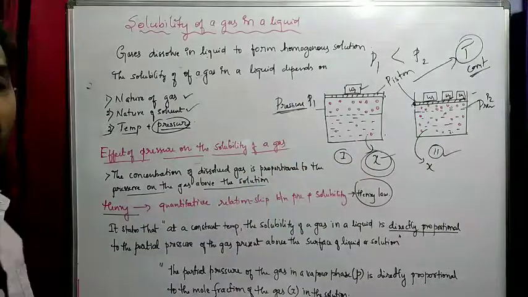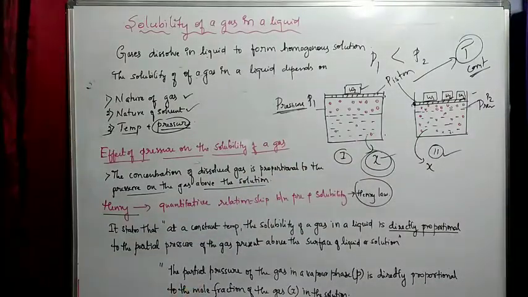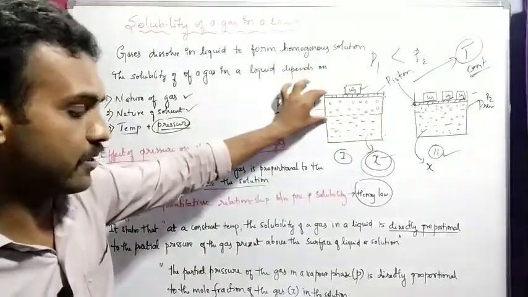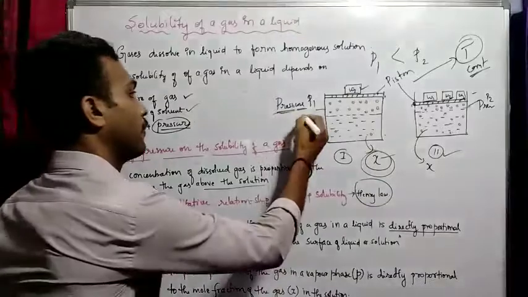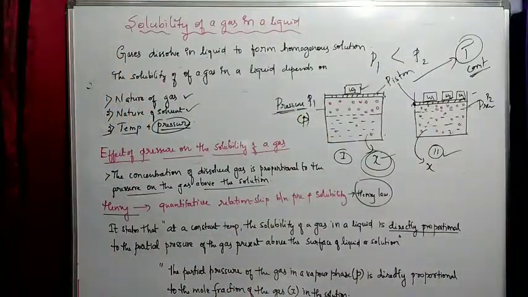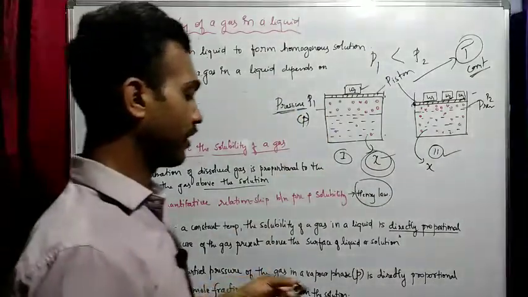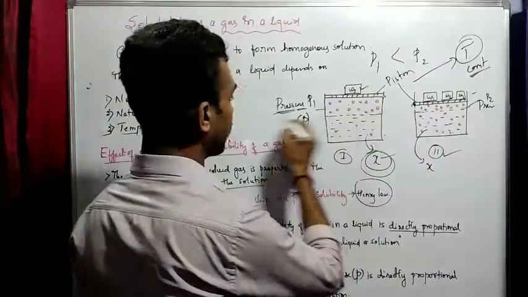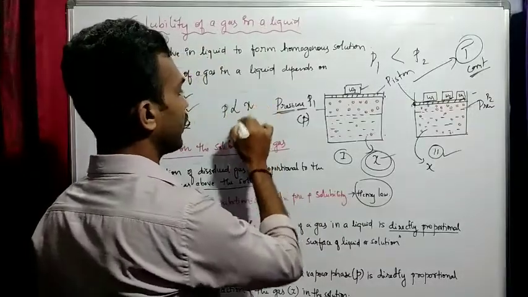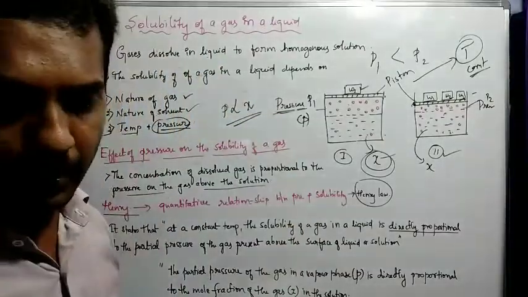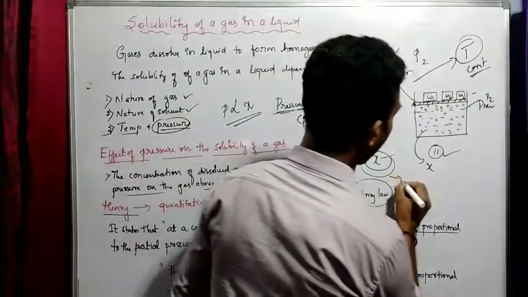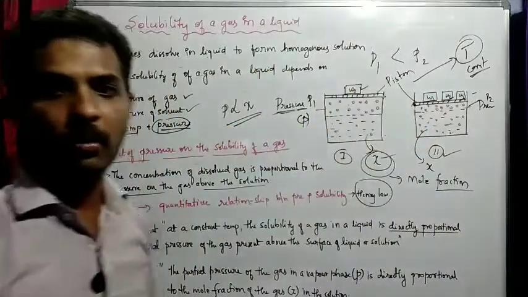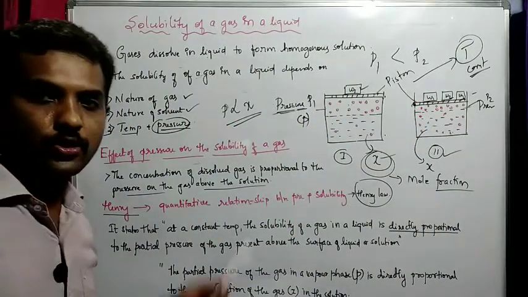You can also state Henry's law in another way: the partial pressure of a gas in the vapor phase, that is small p, is directly proportional to the mole fraction of the gas, chi or x, in the solution, right? Whatever the partial pressure present here is directly proportional to x. Chi is nothing but the mole fraction; x is nothing but the mole fraction. Okay, so just take a screenshot of this.